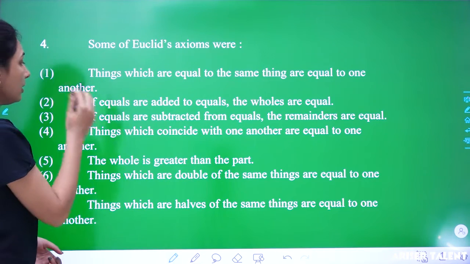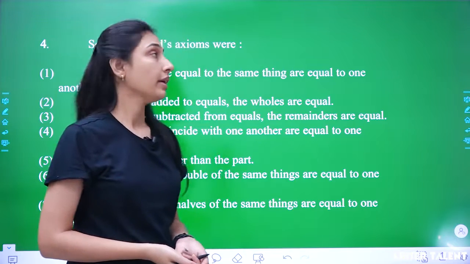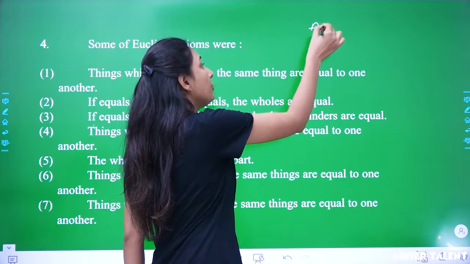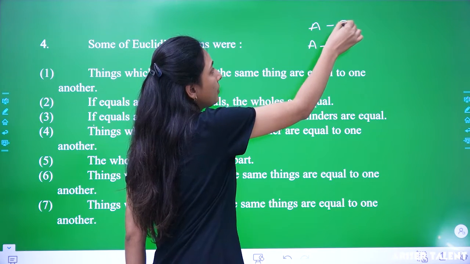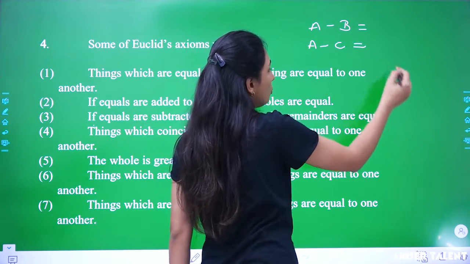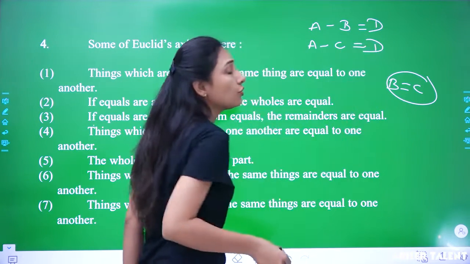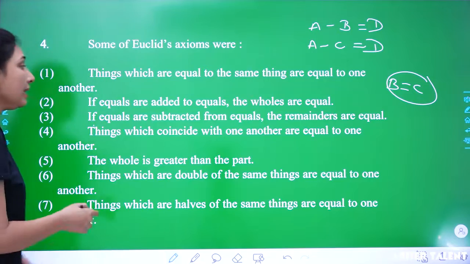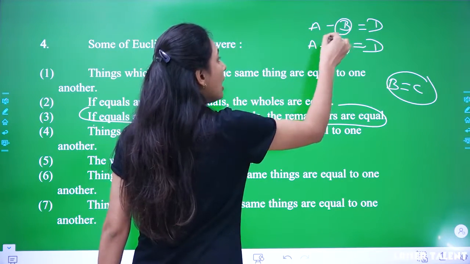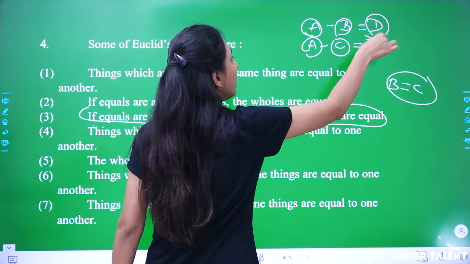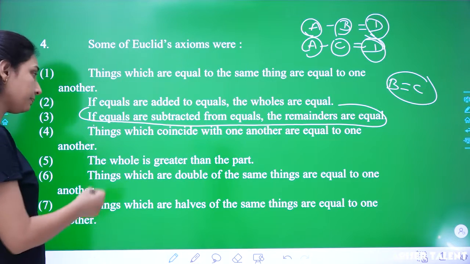The third thing is, if equals are subtracted from equals, the remainders are equal. Now these are two equals, and we subtracted B here and C here, so B equals C. If B equals C, in this case, if this is D, this is going to also be D. That means if equals are subtracted from equals, the remainders are also equal.